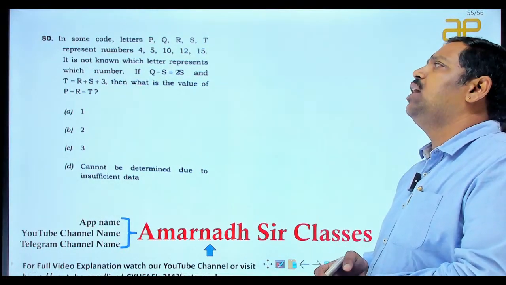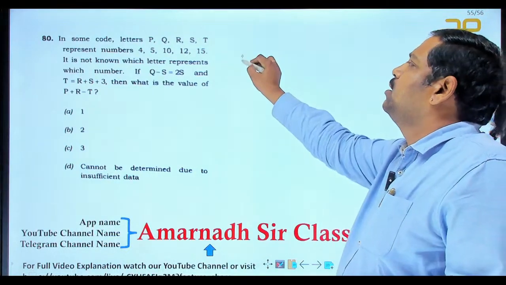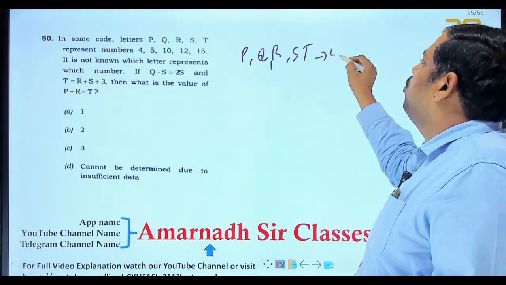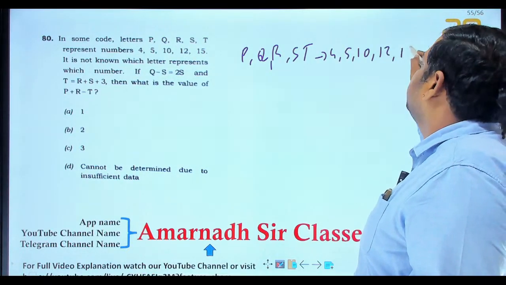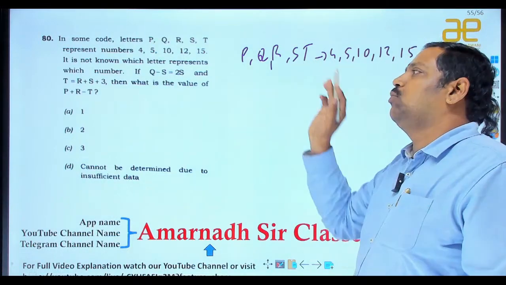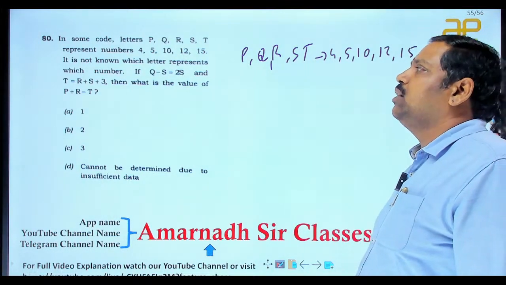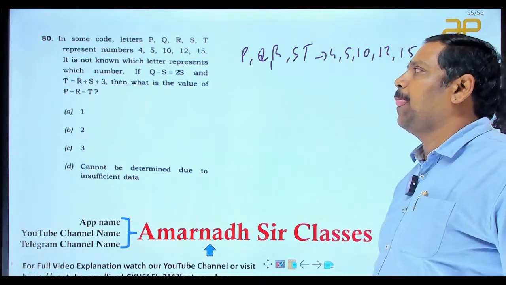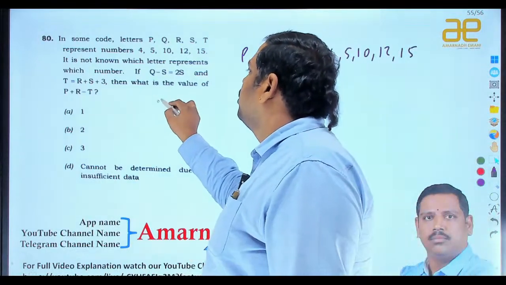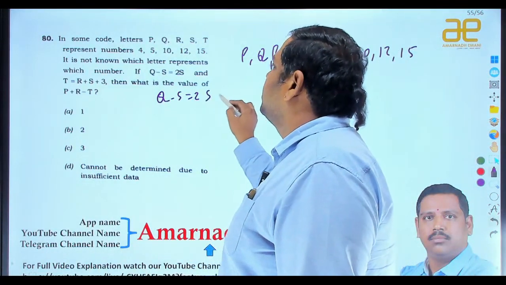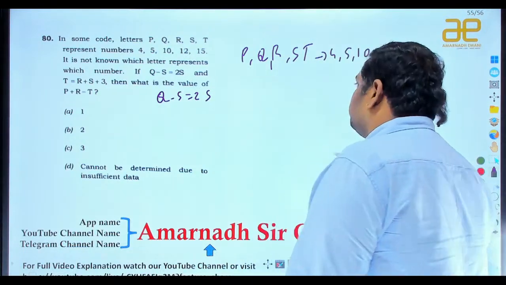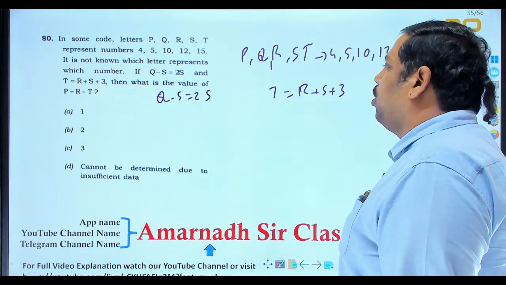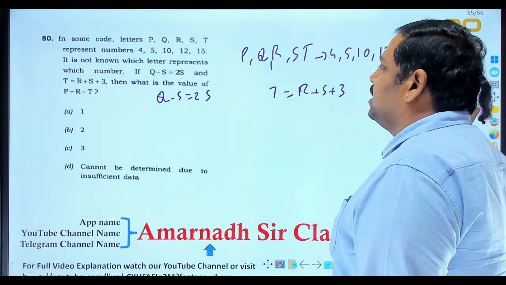If some code letters P, Q, R, S, T represent 4, 5, 10, 12 and 15, so how many are there? 5. It is not known which letter represents which number. Means P is 4 or not, P is 5 or not, we don't know. He specified the first condition: Q minus S is equal to 2S, and T is equal to R plus S plus 3. And he is asking the value of P plus R minus T.